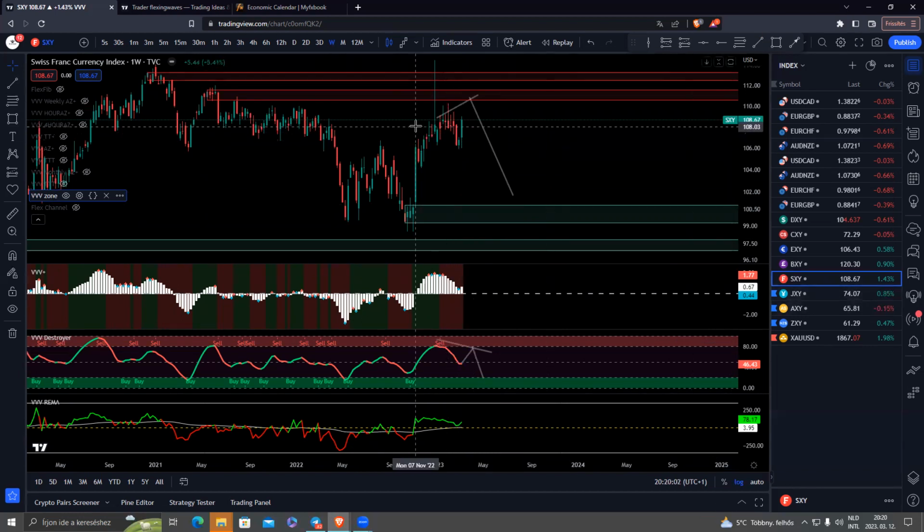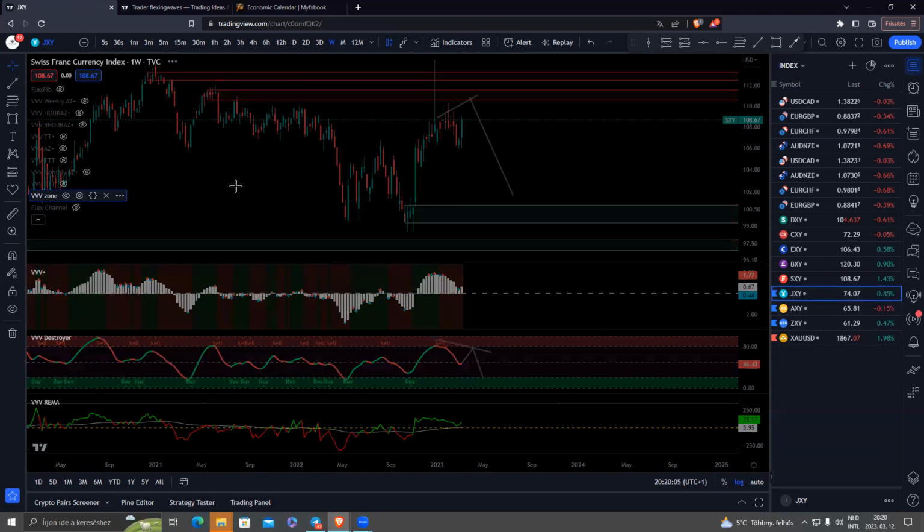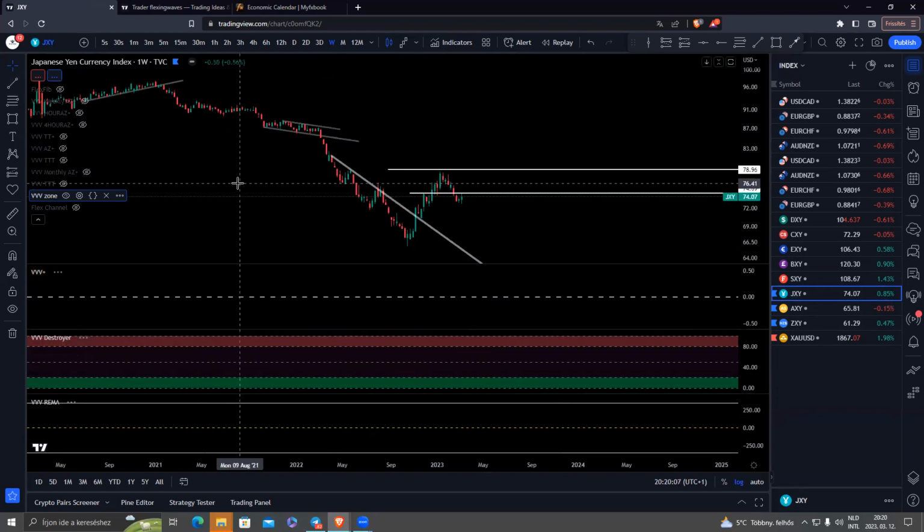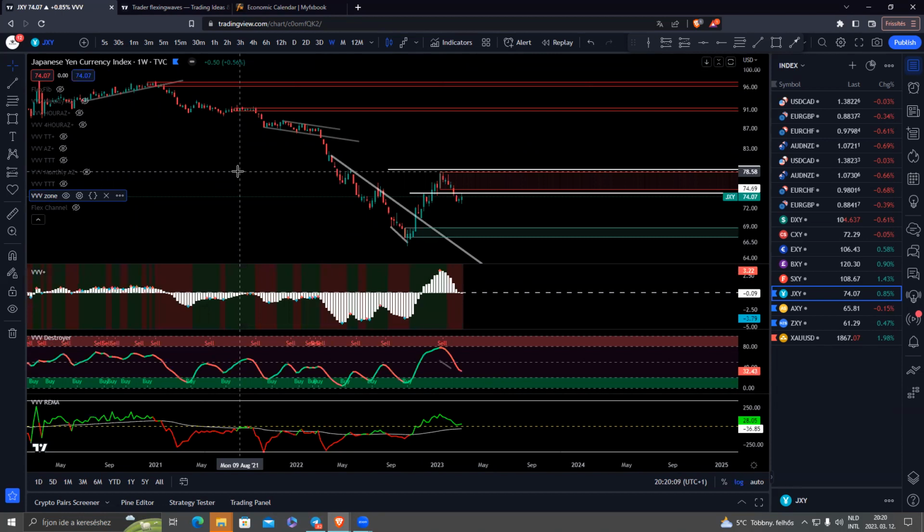Okay, interesting thing on the SXY. The EXY, it was a zone, and here was a zone, and the zone broke and retested, actually. And how it looks like is it's about to make a turning point, kind of like an inverted head and shoulders, what I see here. You see, I'm now making the Quasimodo shoulder.